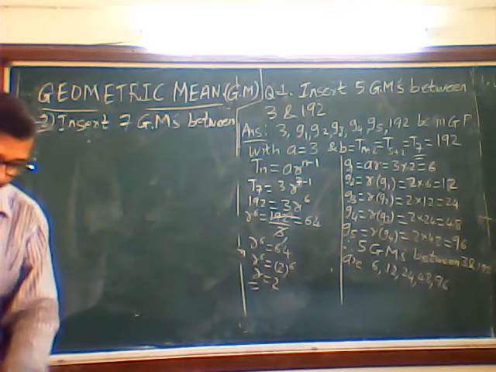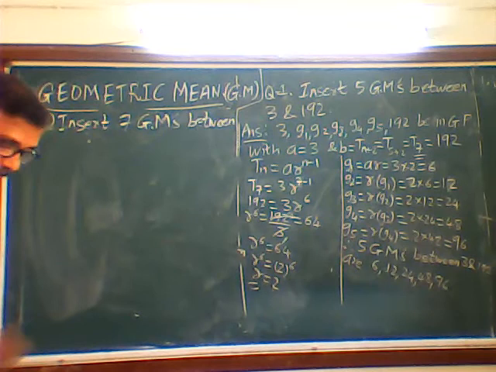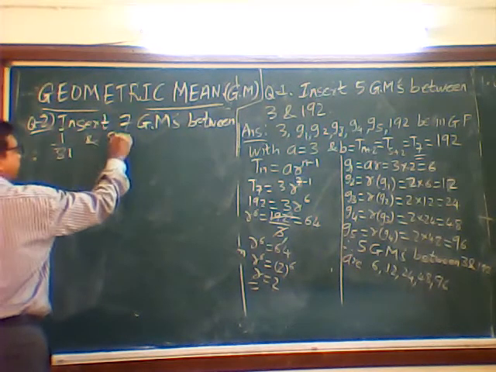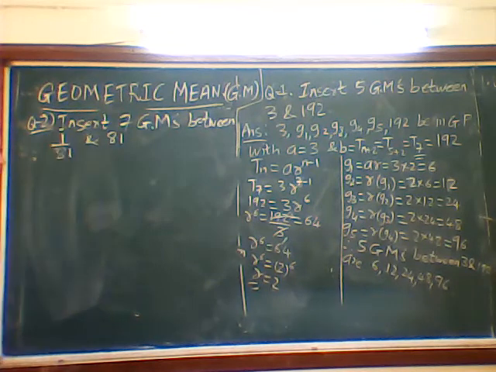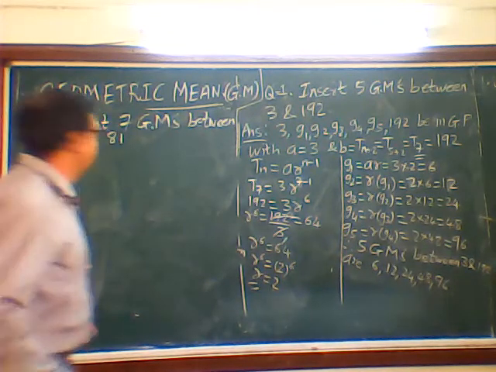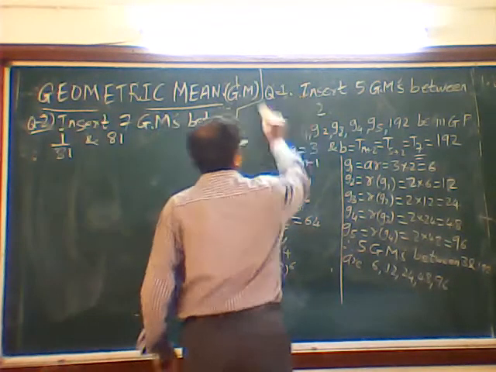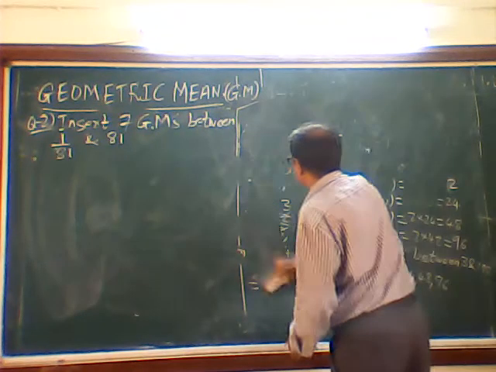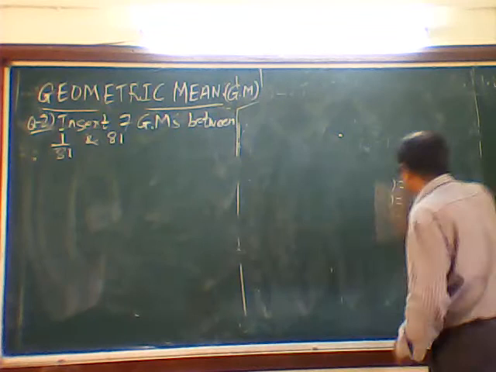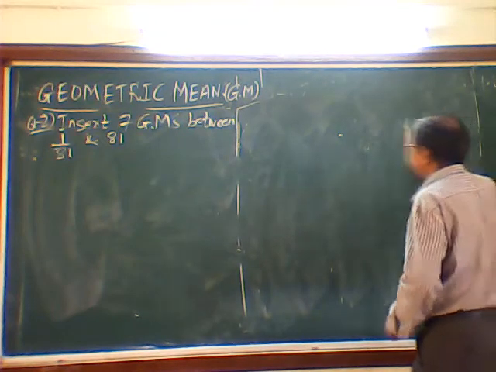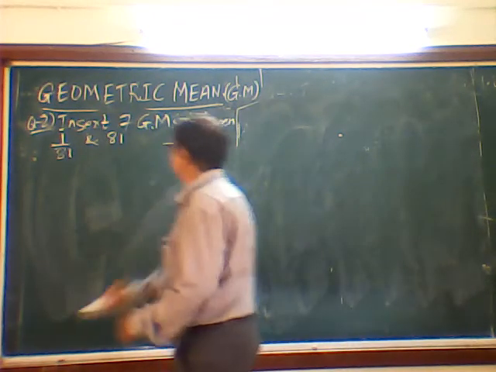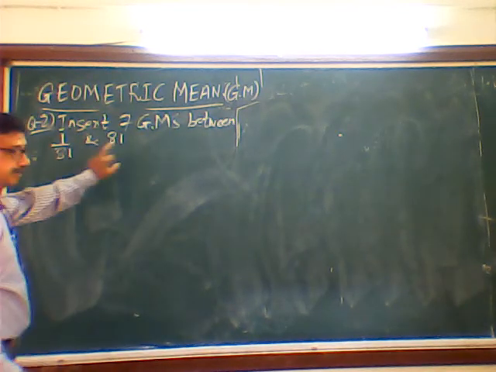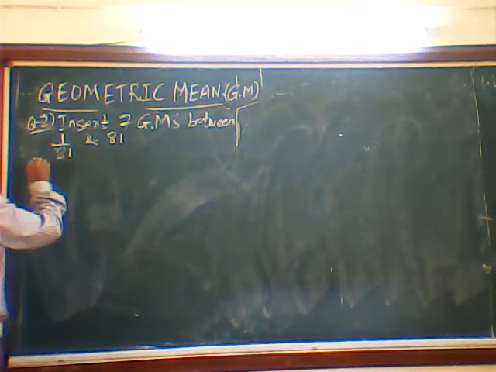Geometric means between 1 upon 81 and 81. Okay. Insert 7 geometric means between 1 upon 81 and 81. So 7 geometric means. Insert 7 geometric means between 1 upon 81 and 81. Okay. So the answer is what?